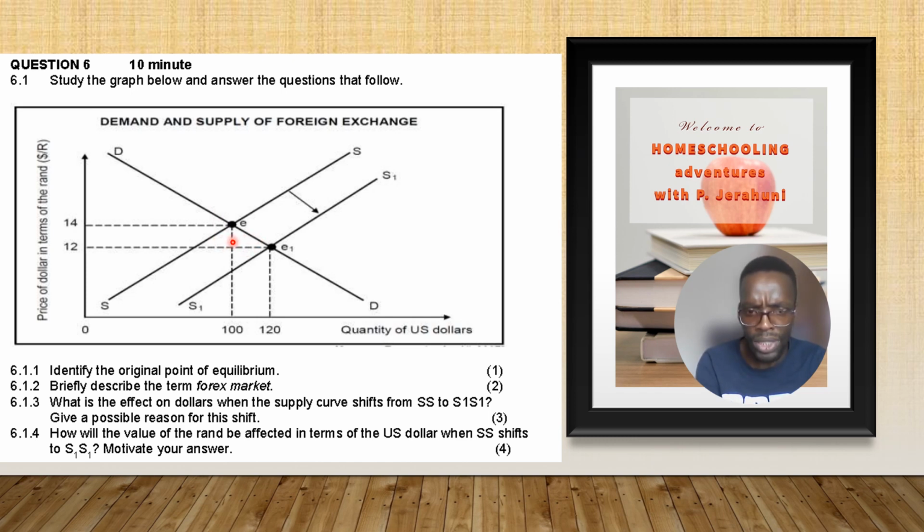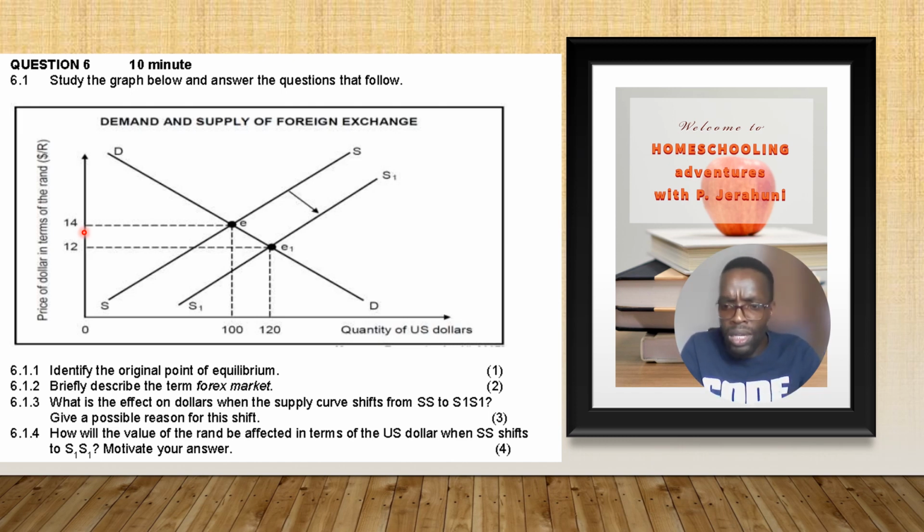And at the equilibrium point we can see that the quantity of US dollars that was being demanded was 100, and the price was 14. This was the price of dollars in terms of the rand. So when you say price of the dollar, we are saying this is the amount of money that you pay to be able to buy an item. Like if I say price of a loaf of bread, we are saying how much should I pay to get a loaf of bread.